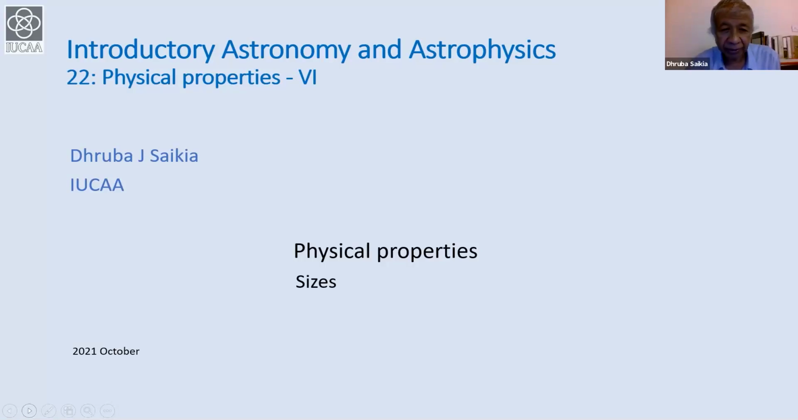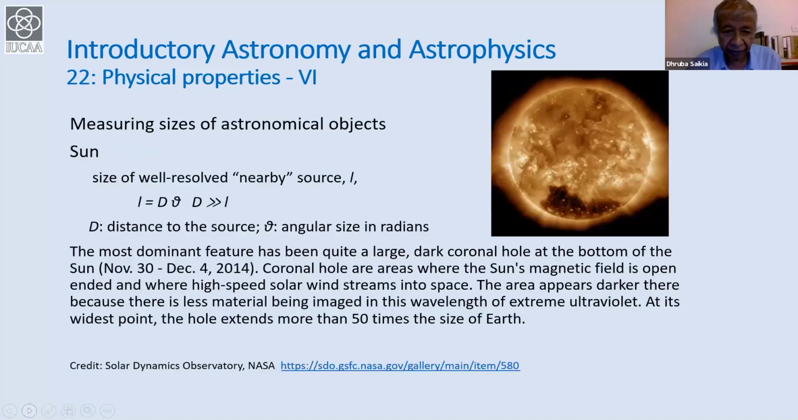So far, we have discussed estimation of a number of physical properties of celestial objects. Namely, we discussed luminosity, brightness, and mass. And in this presentation, we'll discuss measurements of sizes of celestial objects. We will discuss a little bit about spectra while discussing stars as well as galaxies. But this presentation will confine itself to measurements of sizes of celestial objects.